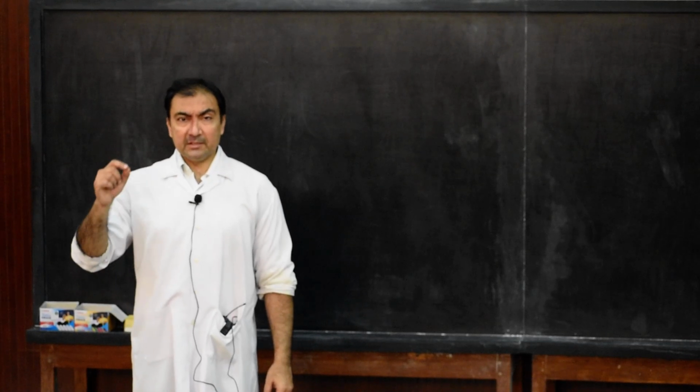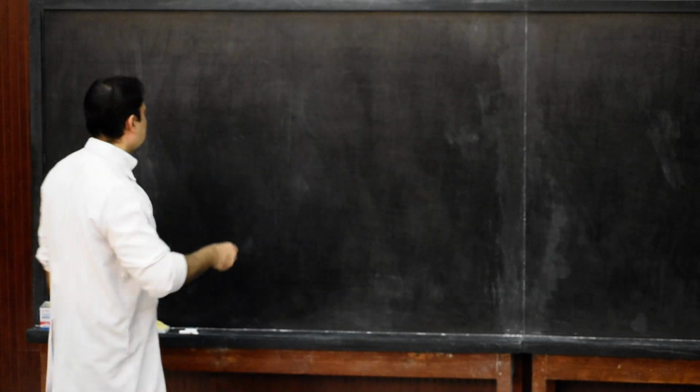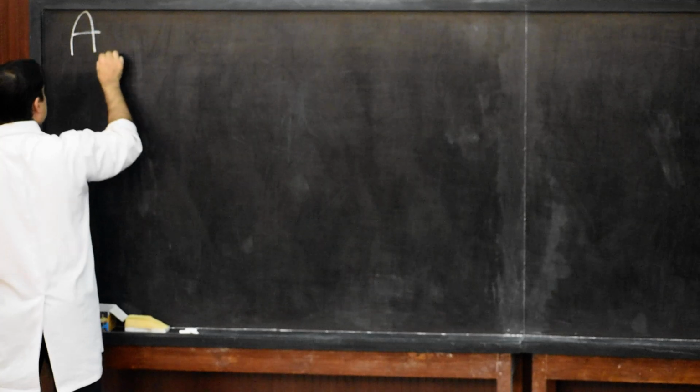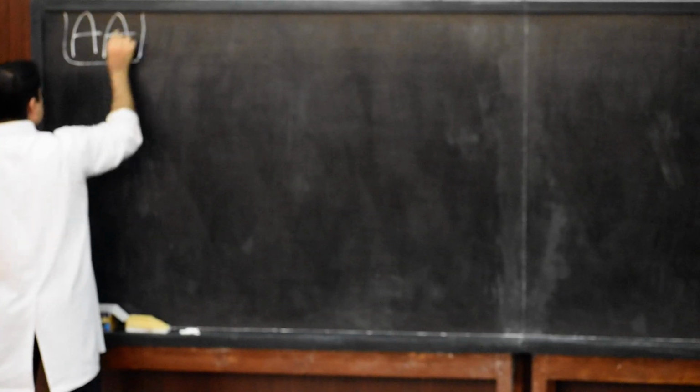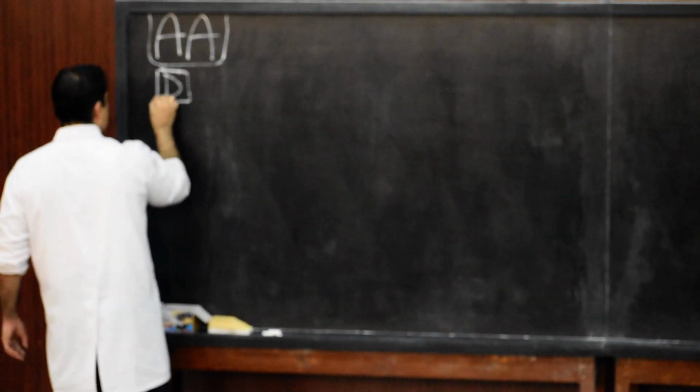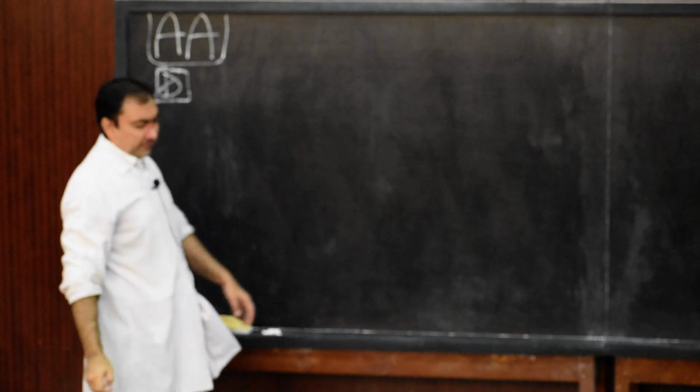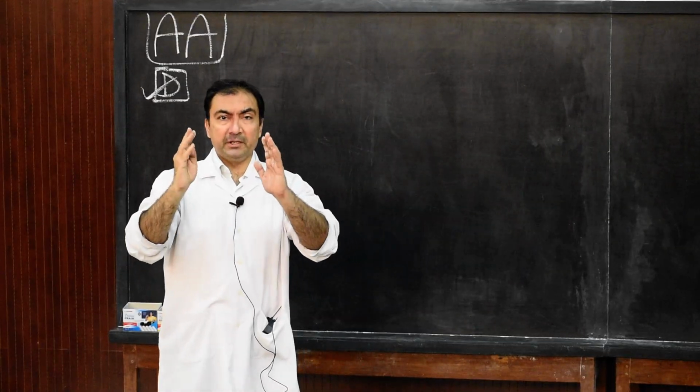Good morning, students. Here we start with the gross anatomy of the arch of aorta. In the gross anatomy of the arch of aorta, first the definition. Now, this arch of aorta is present in superior mediastinum.